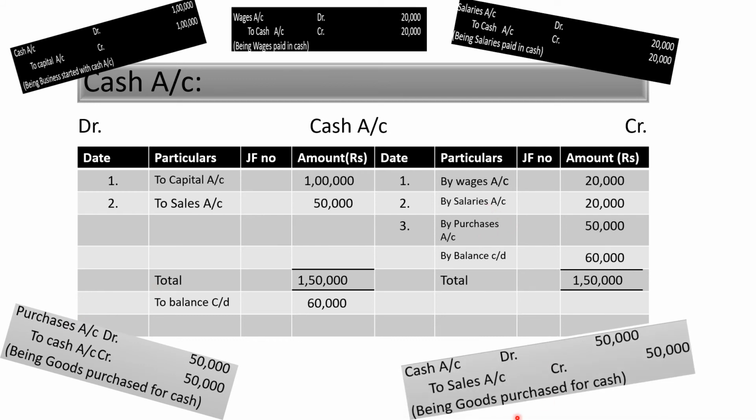And the last transaction is about sales. Cash account debit. So what will you do? You will go to the debit side of cash account and write down to sales 50,000. So this is about this slide.